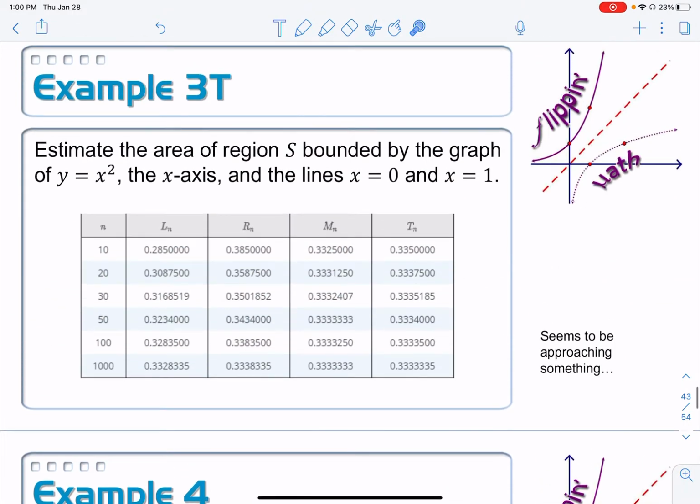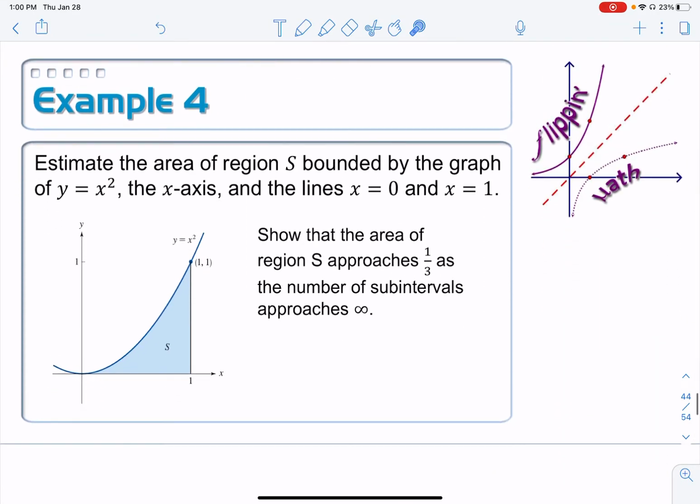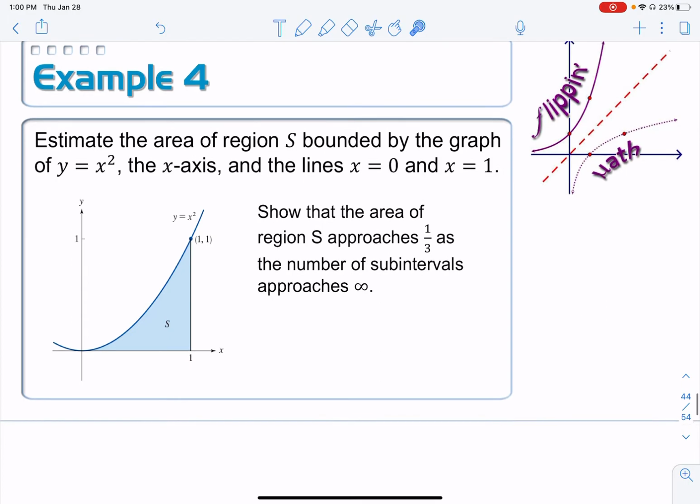I have numerical evidence to suggest that as I increase the number of rectangles from any one of these directions, it seems to be getting closer to 1/3. So we're going to do that with an actual limit and proof that it is exactly 1/3.